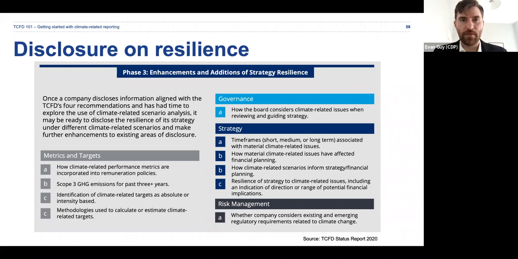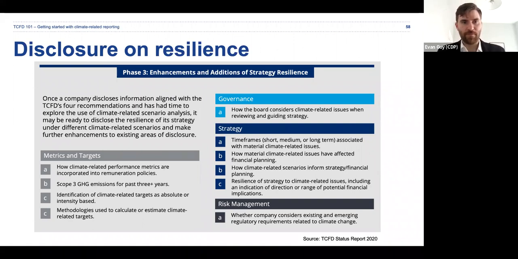And we'll go into a lot more detail in the 102 session about how to conduct scenario analysis. But organizations like the IEA and the NGFS and the IPCC have given us science-based scenarios that companies can use to really understand and assess their resilience and then build that into their company's strategy. And this is what's really critical in this phase three, is to bring all the elements in, but especially the scenario analysis piece.